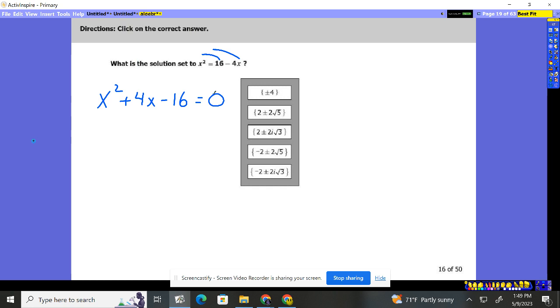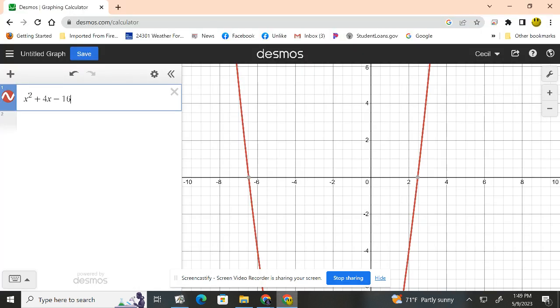Now, you could at this point go to Desmos and graph x squared plus 4x minus 16. And I actually did it right here. And you have an answer of negative 6.472 and 2.472.